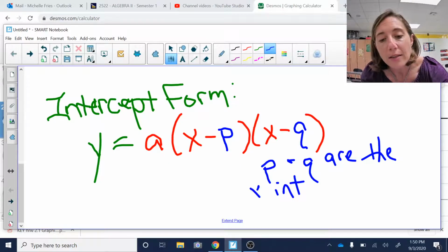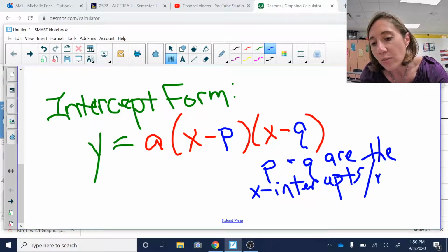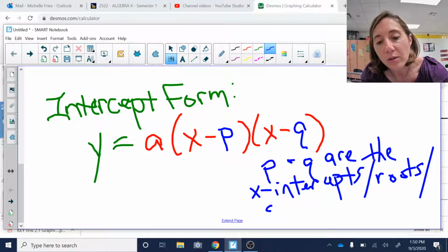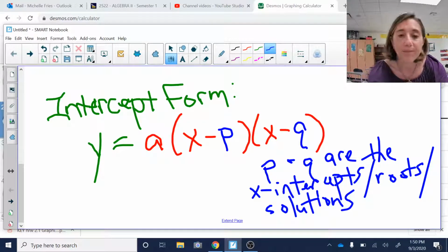I should say x-intercepts. X-intercepts, also known as roots, also known as solutions. There you go. Okay, so intercept form makes it easy to find the intercepts. And since we can factor, we can put things in intercept form. Okay, so you can find those intercepts there. Now, I haven't talked about the A yet. We'll see that in our next example.